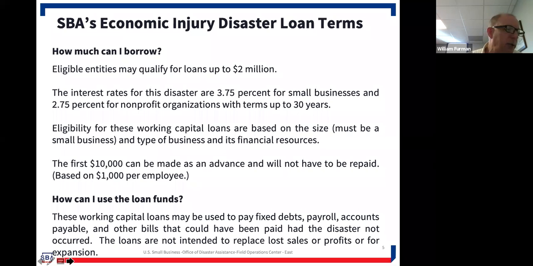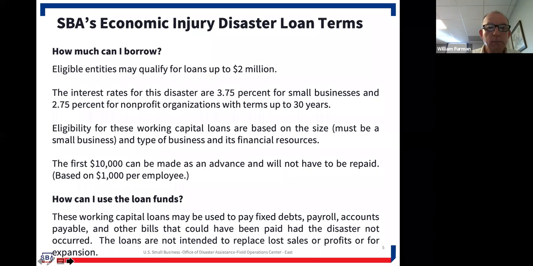What you cannot do is expand your business. You can't buy new equipment. You can't buy vehicles. You cannot use it to refinance debt. A lot of people have asked if they can restructure their debt with this. No, you cannot. But you can pay the loan payments associated with that debt with no problem. So it can be used for that. So I just want to be clear.